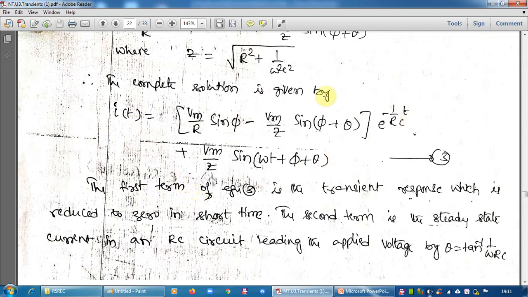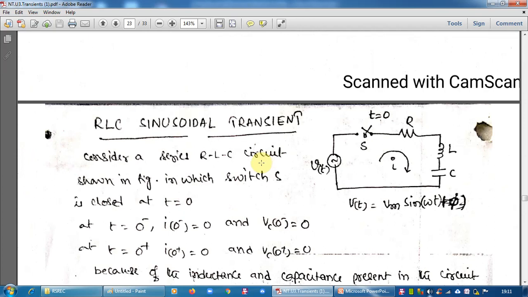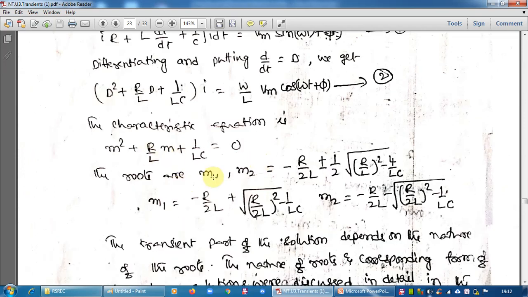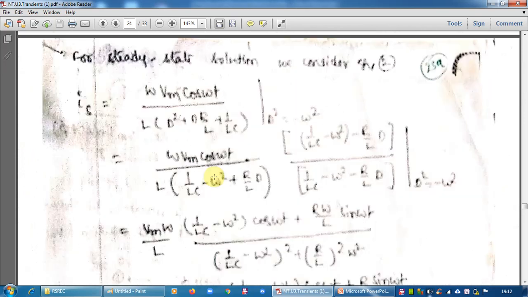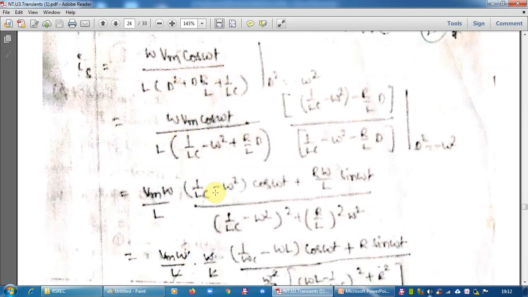This is the transient response and this is the steady state response. The transient response becomes 0 immediately after closing the switch, within microseconds, and the steady state will be the permanent response. That is the solution. The same thing for the RLC circuit you can check out. Only the simplification differs; the transient response is as it is, and you will get the simplification in the steady state response.